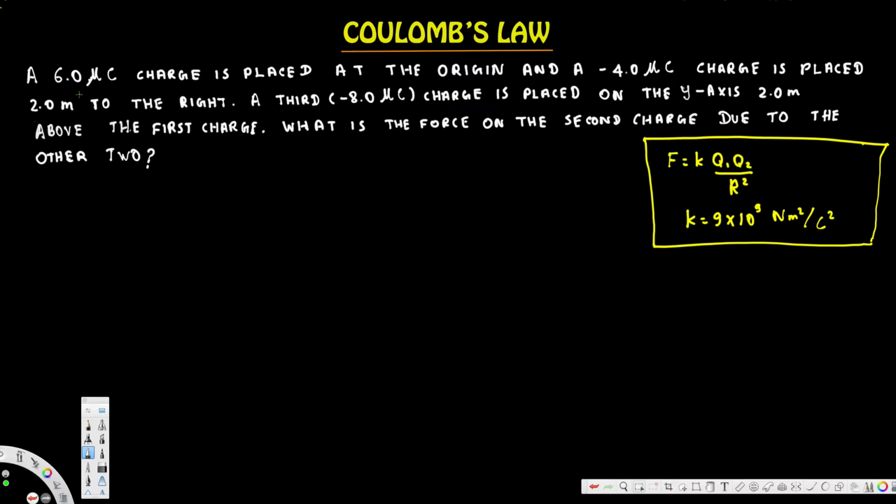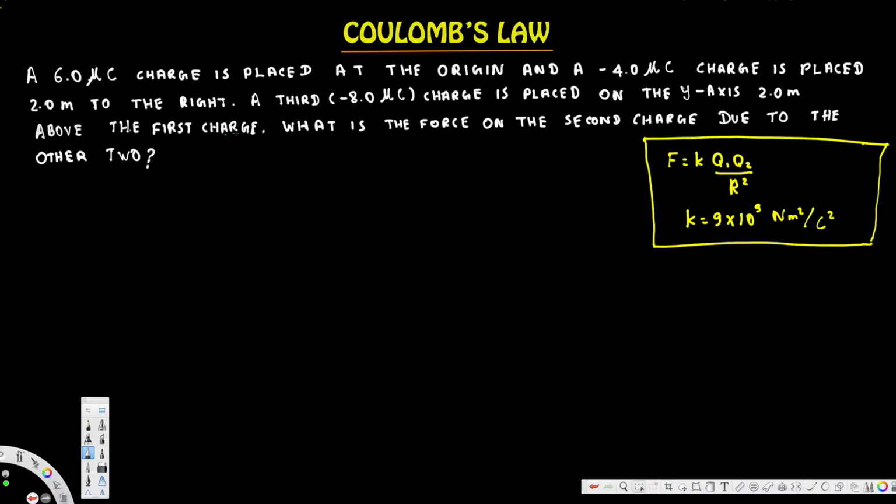Let's look at this problem right here. This question is asking: a 6 microcoulomb charge is placed at the origin and a negative 4 microcoulomb charge is placed 2 meters to the right. A third negative 8 microcoulomb charge is placed on the y-axis 2 meters above the first charge. What is the force on the second charge due to the other two?